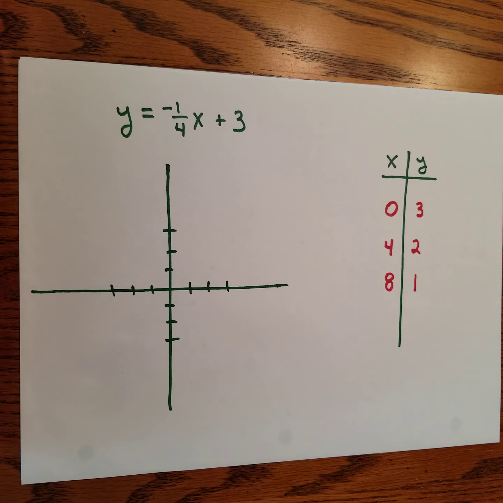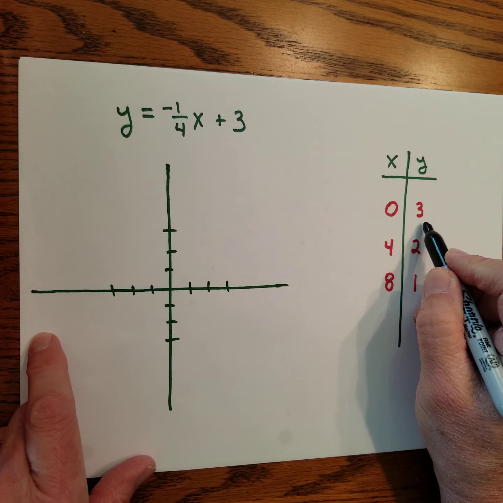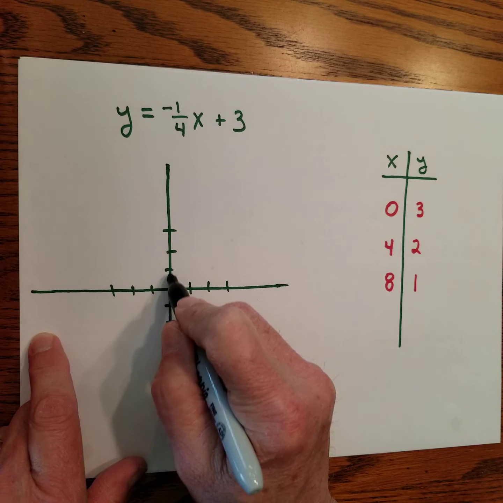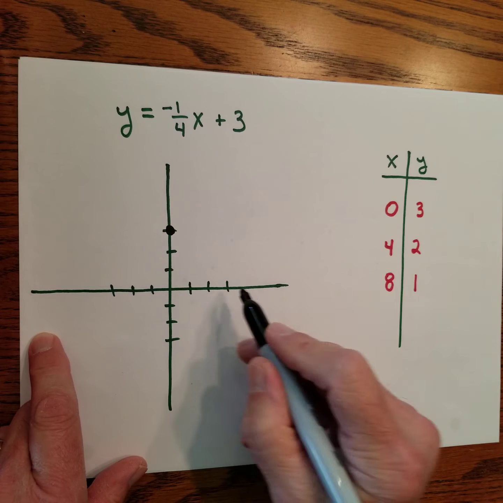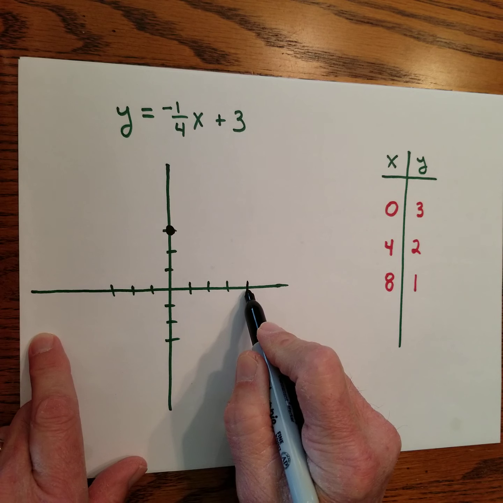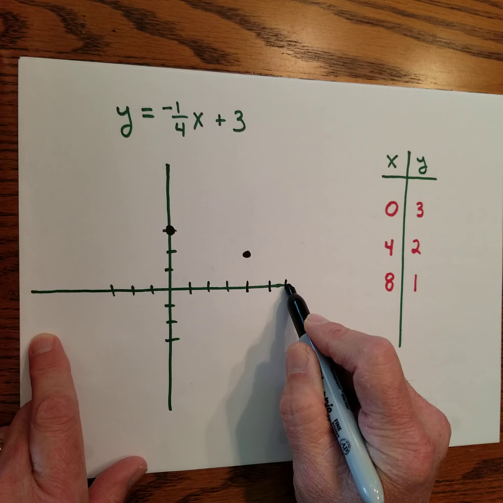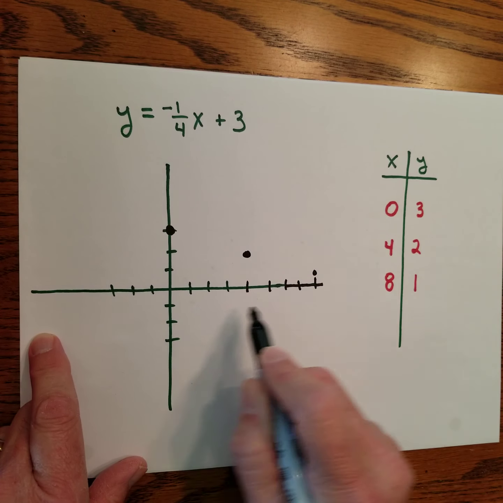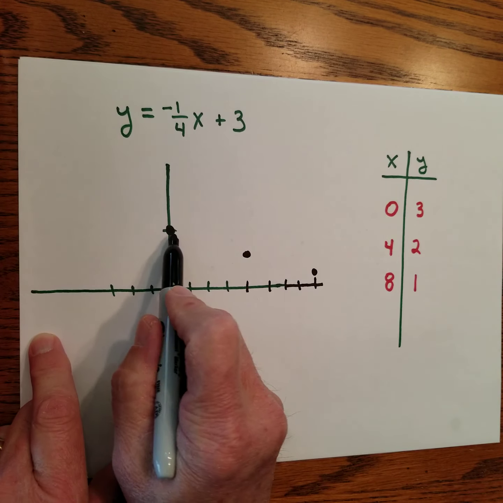Let's plot those 3 points. When x is 0, y is 3. That means don't go left and right. Just go 3 up. When x is 0, y is 3. When x is 4, y is 2. That's 4 to the right and 2 up. And when x is 8, y is 1. That's 8 right and 1 up. See how nicely those line up?